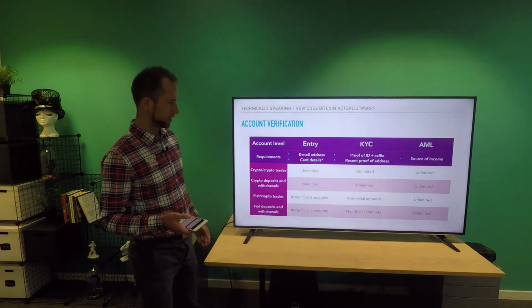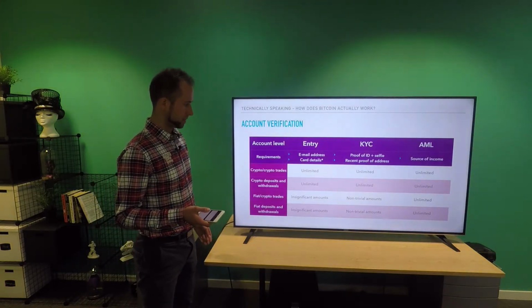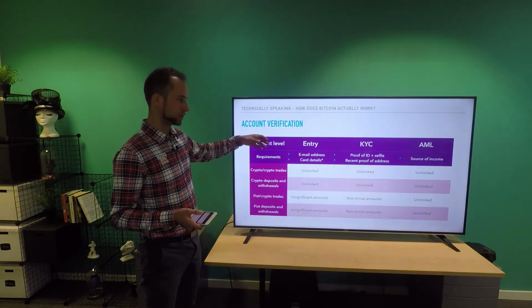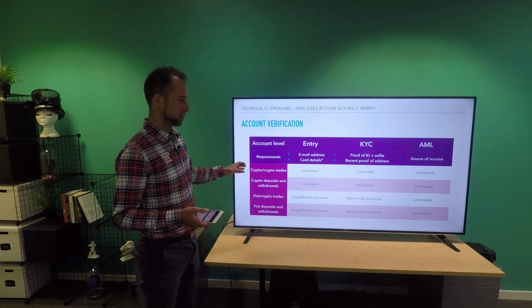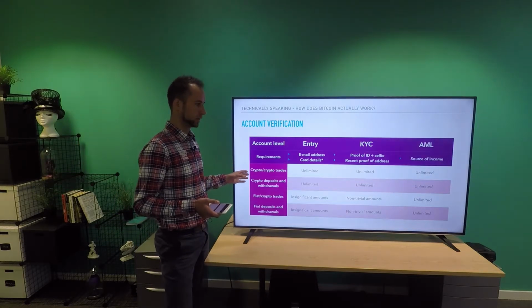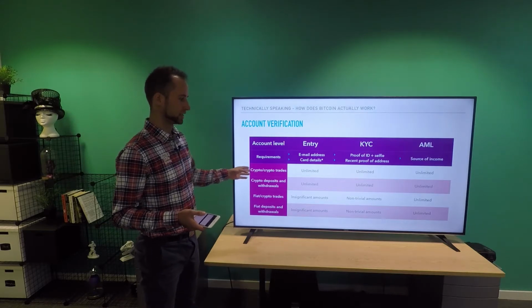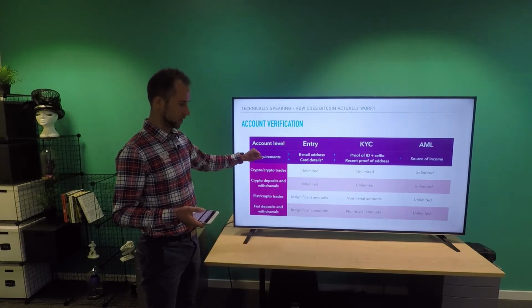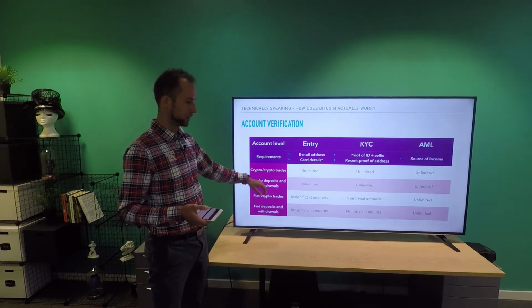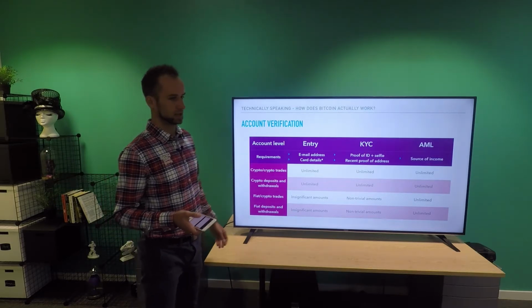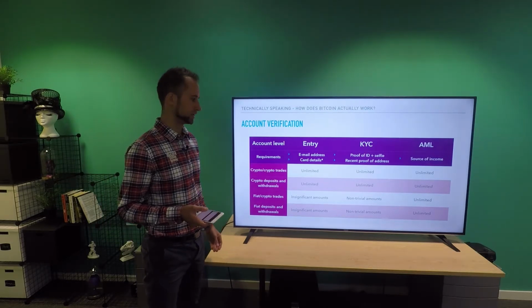So when you verify your account at the entry level, when you provide your email address and verify your email, lots of crypto-only exchanges will allow you to trade large amounts straight away without providing further details. And then if you want to trade in fiat, you will only be able to transact insignificant amounts, in the order of magnitude of hundreds of pounds.